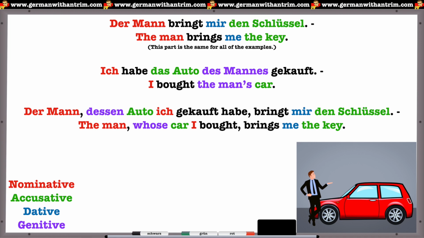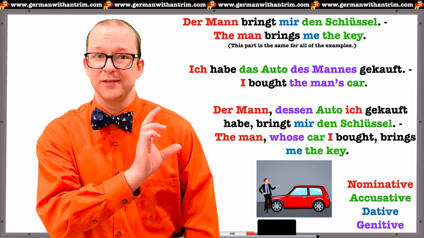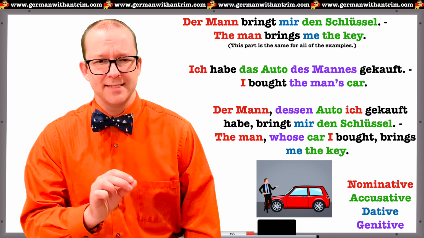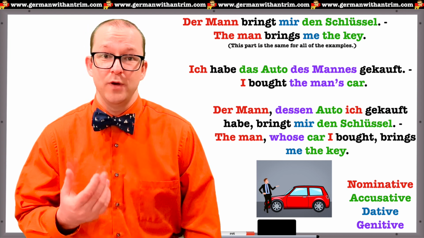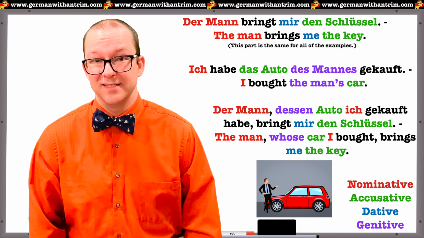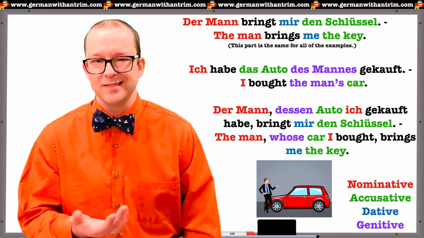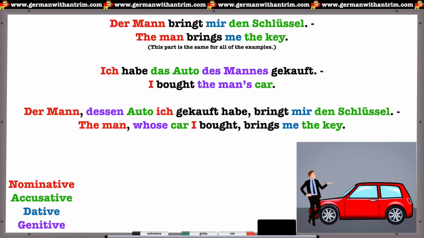This time we used des Mannes, which is used in the genitive case to show the person to whom the car belongs. Since we're still talking about the word Mann, we have to find a way to put the article at the front of the relative clause. But des is only ever used in front of a noun when there is another noun in front of that one. To avoid this problem, we use a word that resembles the genitive question word wessen, but this isn't a question. This is how we ended up with dessen. Der Mann, dessen Auto ich gekauft habe, bringt mir den Schlüssel. The man, whose car I bought, brings me the key.